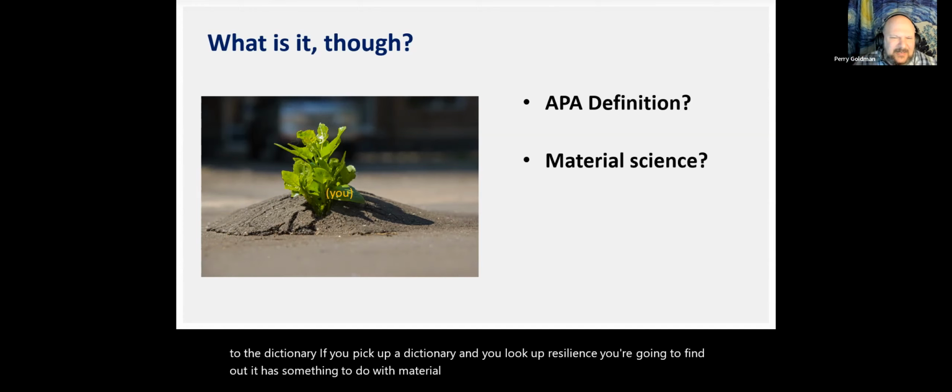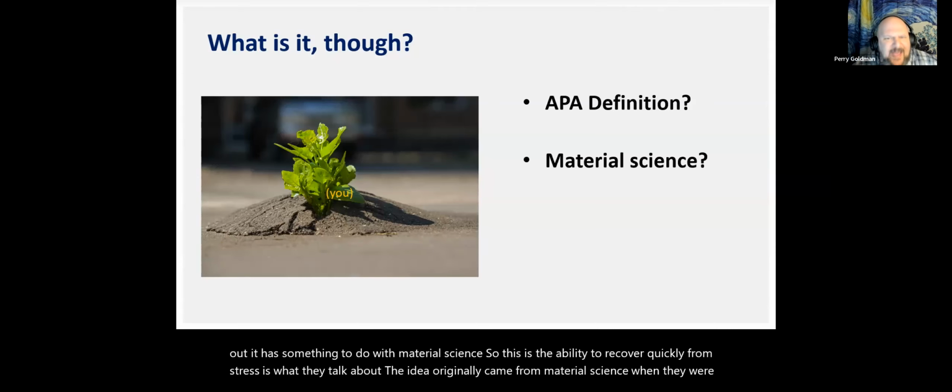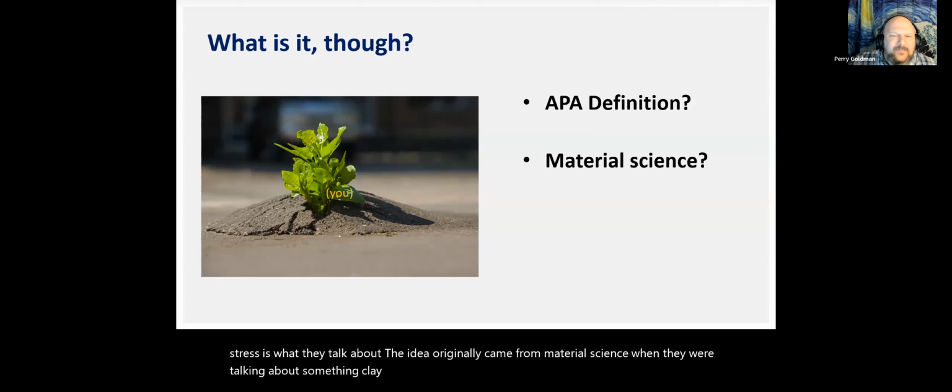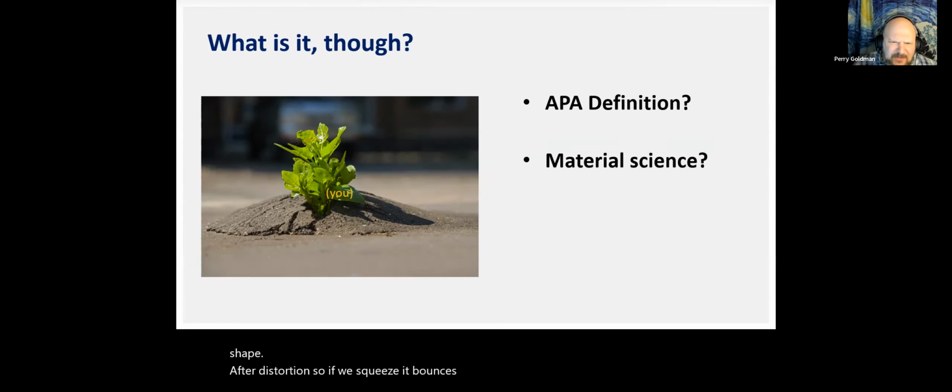So this is the ability to recover quickly from stress, is what they talk about. The idea originally came from material science when they were talking about something like clay or rubber. It's a property of a material to resume its original shape after distortion. So if we squeeze it, it bounces back. Okay, there's that bounce back thing again.